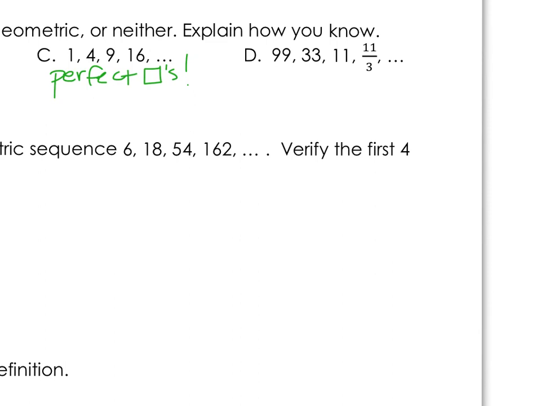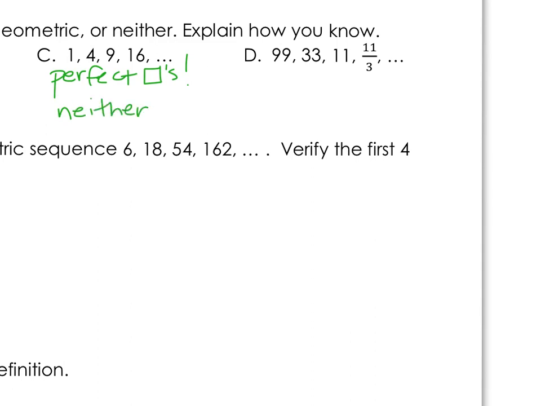But if we look at how to go from one term to the next, first we add 3, then we add 5, then we add 7. So it's not arithmetic because we're not adding the same thing each time. To multiply, all we can do is multiply 1 times 4 to get 4, but 4 times a fraction would have to give us 9. So it's not geometric either. This is a pattern, but it's an example that is neither arithmetic nor geometric.